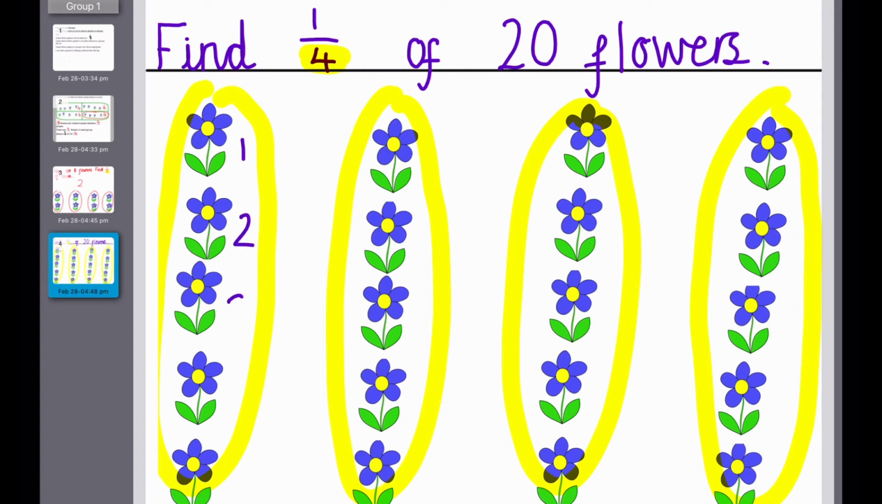1, 2, 3, 4, 5. What is 1/4 of 20? 5. Well done.